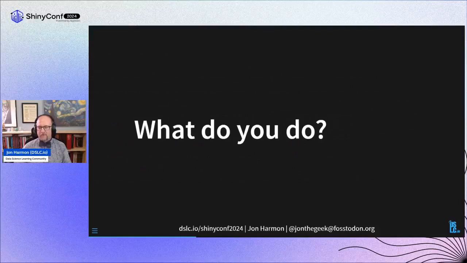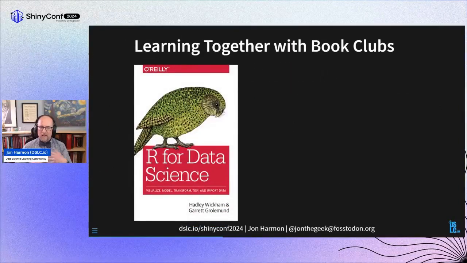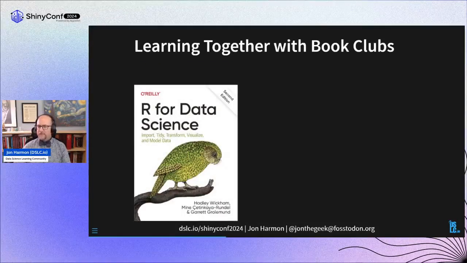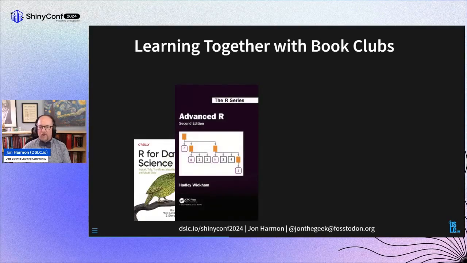So to get into specifics about those things that we do, like I said, we started as a book club. We were reading R for Data Science, the first edition, back in 2017. We are now running our 9th and 10th cohorts through R for Data Science, now on the 2nd edition, which I'm showing here. But back in 2020, we also did a book club for Advanced R. We were all bored at home during lockdown, and we decided, hey, we've got these books on our shelves. Let's actually read them. And so we started this whole new generation of book clubs.